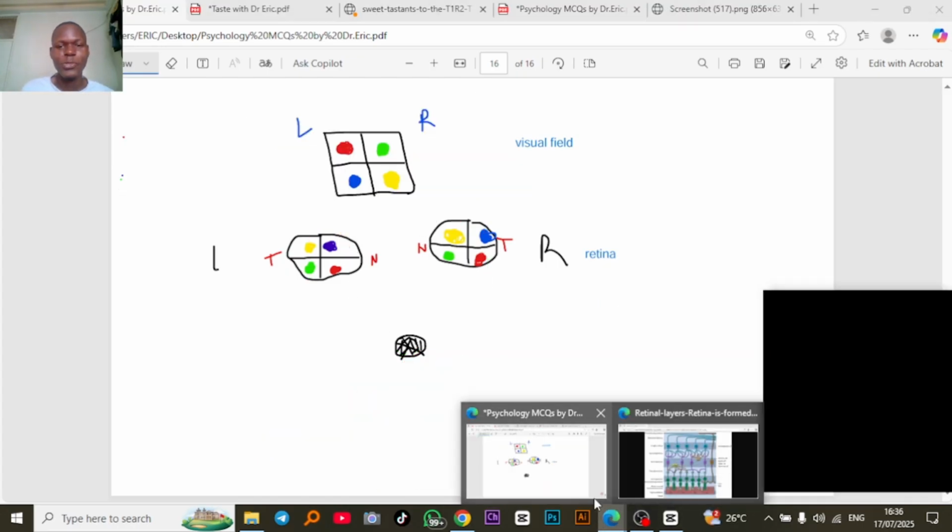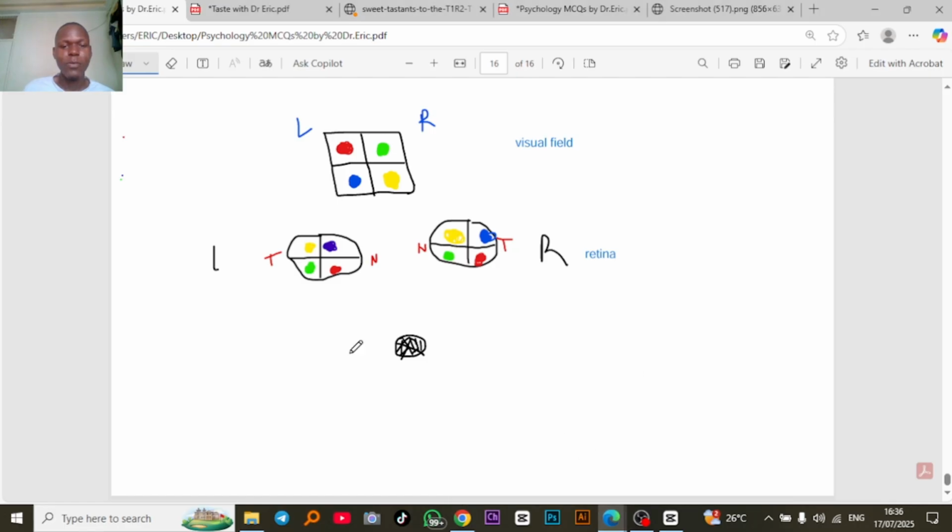So continuing from here, what we can note is that whatever is formed on the nasal side of the retina will be from the lateral visual field. As you can see that on the left retina, we have this part here, these quadrants on the left formed on the nasal side of the retina. The same thing for the right. The lateral side of the right visual field will be formed on the nasal side of the right retina.